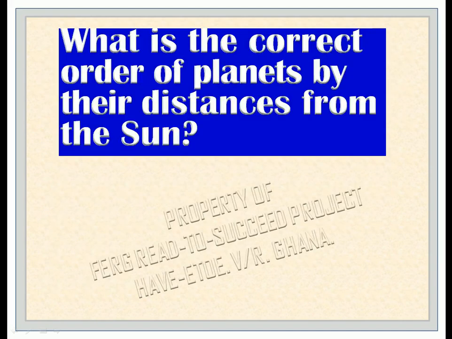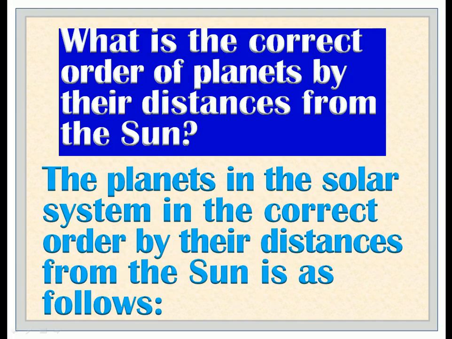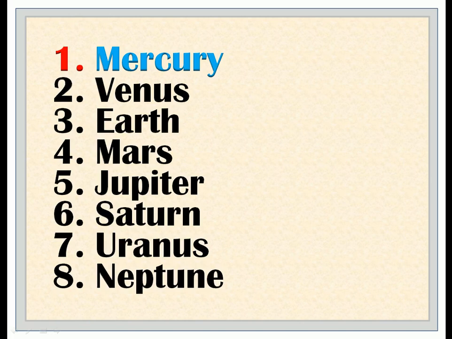What is the correct order of planets by their distances from the Sun? The planets in the solar system in the correct order, by their distances from the Sun is as follows. 1. Mercury. 2. Venus. 3. Earth. 4. Mars. 5. Jupiter. 6. Saturn. 7. Uranus. 8. Neptune.